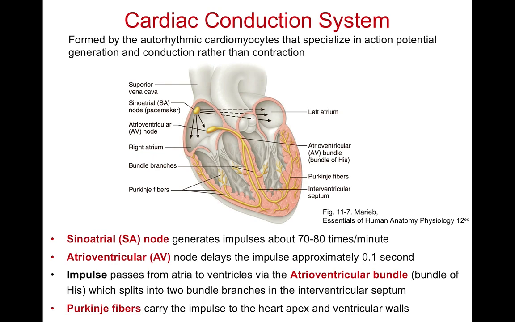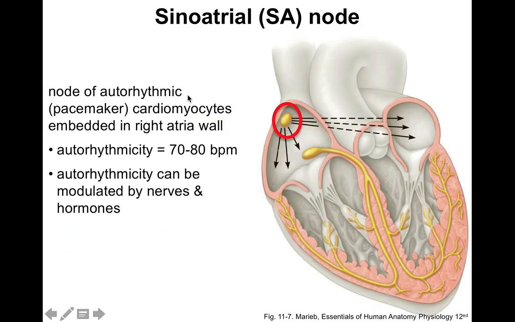So that's the overview of the wiring circuit of the heart. You can see how it's highlighted in red. Make sure you understand and remember the main points along this pathway. Now let's look at this pathway a little bit more in depth.